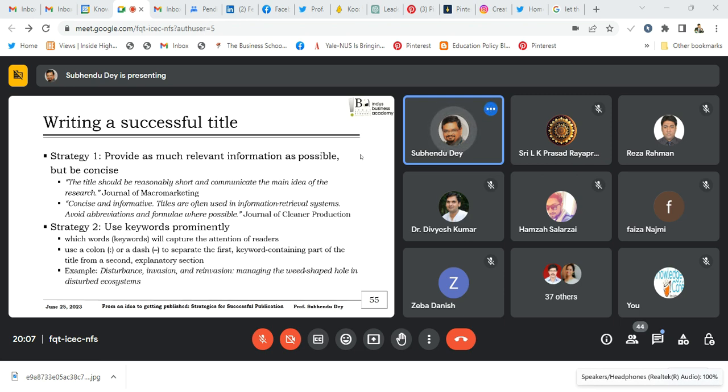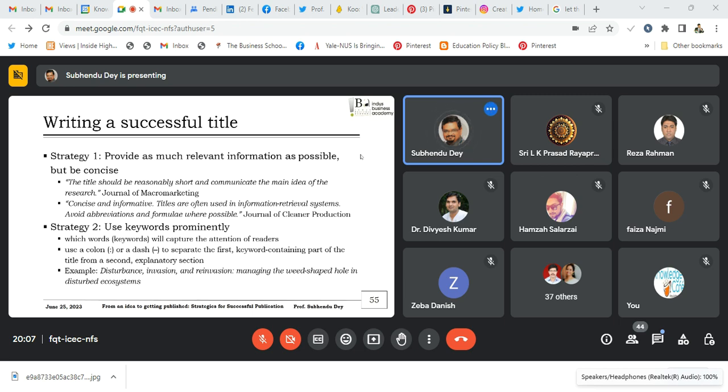Now, say for example, a title I have picked up, which is Disturbance, Invasion and Reinvasion: managing the weed-shaped hole in disturbed ecosystems. So where do we use colon? Where do we use dash? That's extremely important. All right.